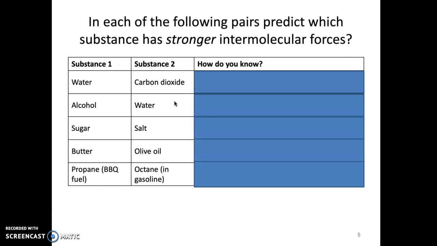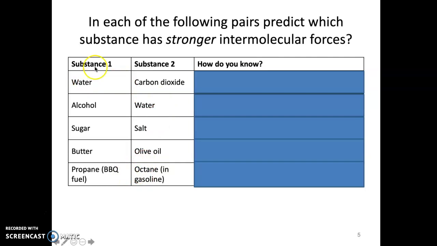So I've got a little activity here. You might want to pause the video and think it through, or you can just watch me talk about it. So we've got 5 different pairs of substances that you probably have encountered in your everyday life. And I want you to, based on this idea of how intermolecular forces lead to these different properties, see if you can guess which substance has the stronger intermolecular forces in each pair. So if you want to pause the video and think it through right now, go ahead and do that. I'm going to continue on though.